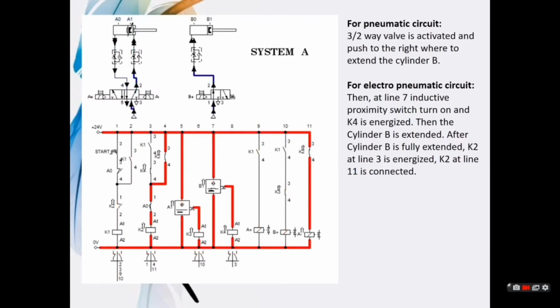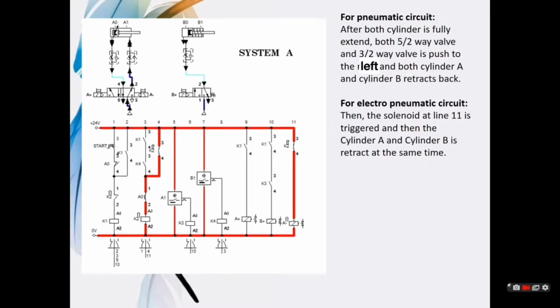For the next sequence, in the pneumatic circuit, the 3-way valve is activated and pushed to the right to extend cylinder B. For the electro-pneumatic circuit, at line 7, the inductive proximity switch turns on and K4 is energized. Then, cylinder B is extended. After cylinder B is fully extended, K2 at line 3 is energized. K2 at line 11 is connected.